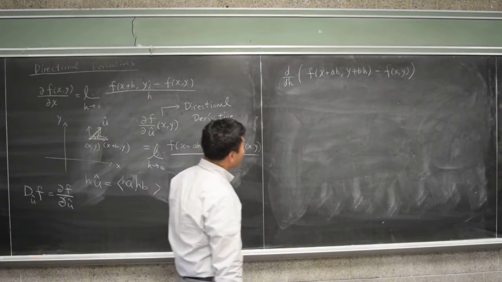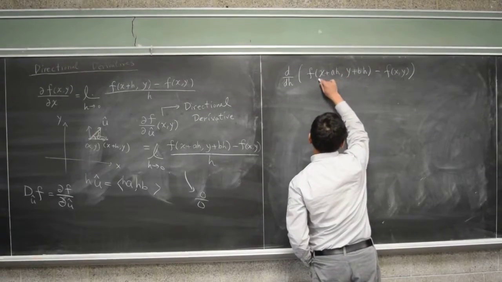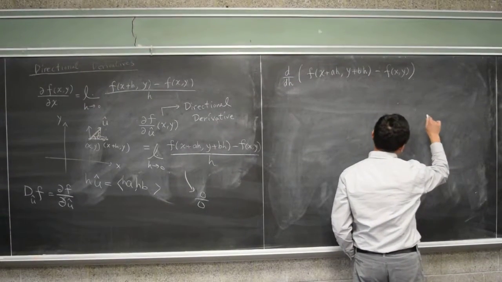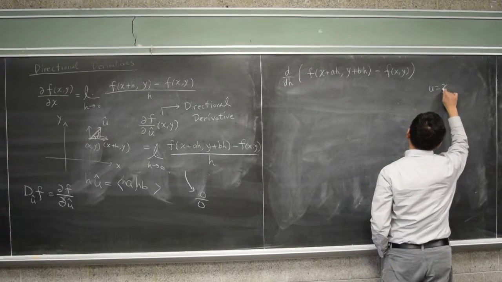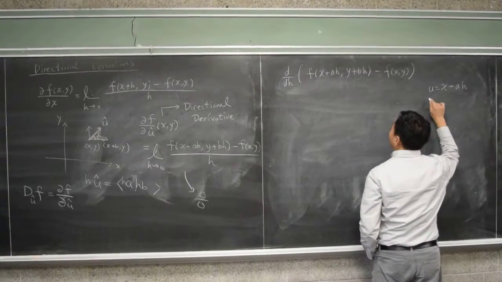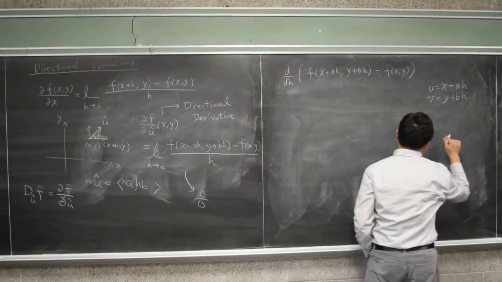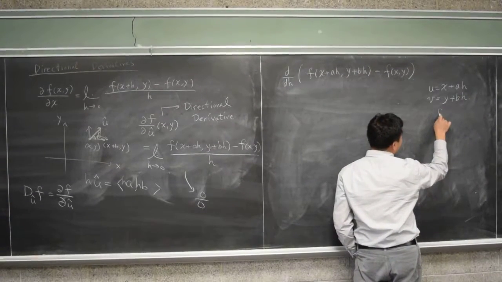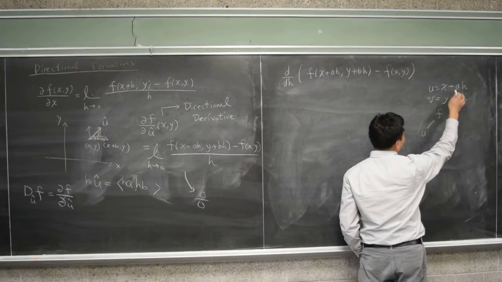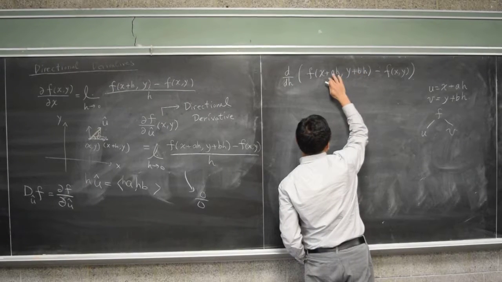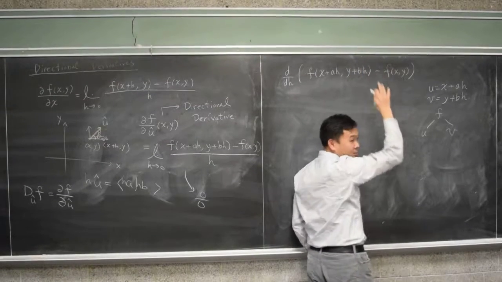Now, this one we have to think a little bit, because it's a little confusing: instead of x, you have x plus ah. So think about it like this. Let's say u is equal to x plus ah, and v is equal to y plus bh. Then we have the following dependence diagram. f depends on u and v, because u and v are both in here. That's u and that's v. So f is a function that depends on u and also on v, right?